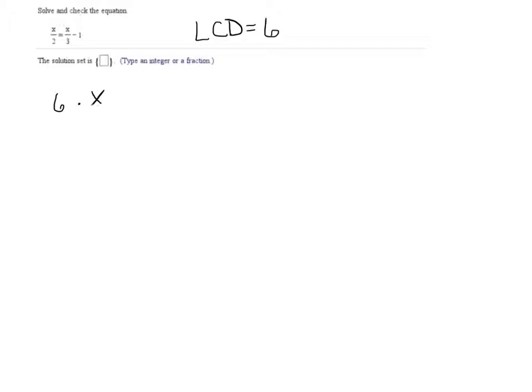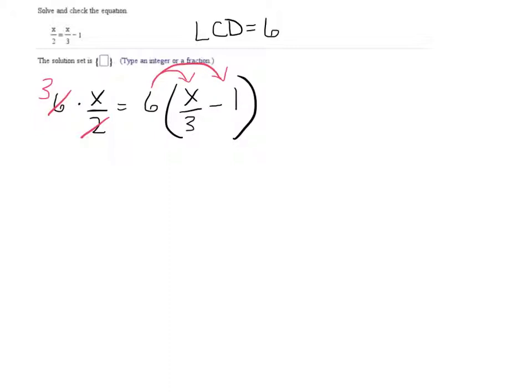So 6 times x over 2 equals, and then this side will multiply by 6. And I'll have to distribute the 6 on this side. But 2 will go into 6 3 times. And then I'll have to distribute the x on this side. So on the left-hand side, I just have 3x. On the right-hand side, I'm going to go ahead and write it out, distributed. And 3 will go into 6 twice, which is good. That's why we used a common denominator, so that we would get rid of all our fractions.